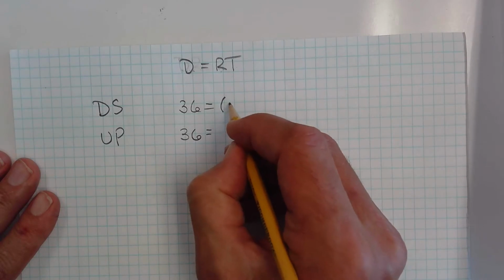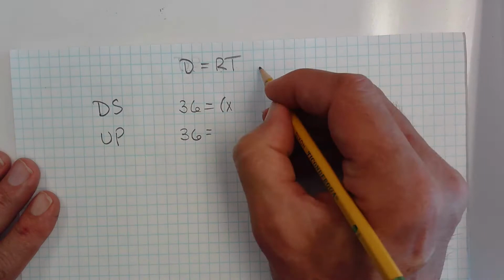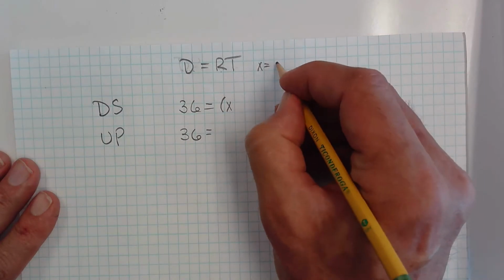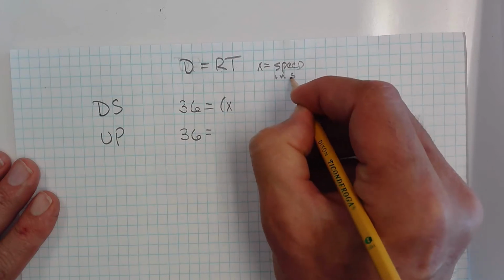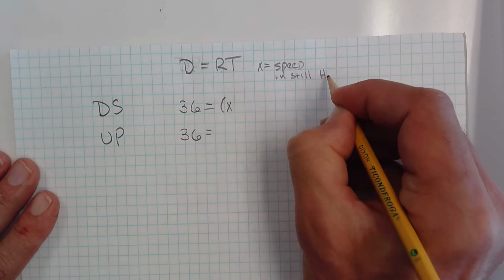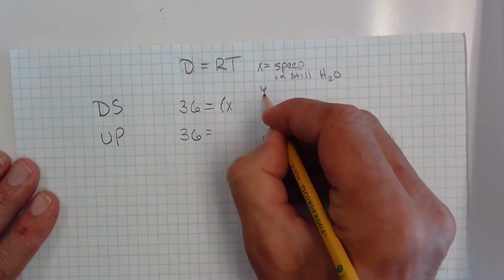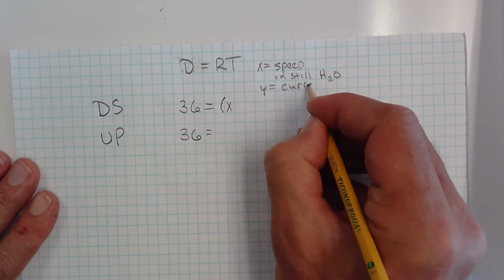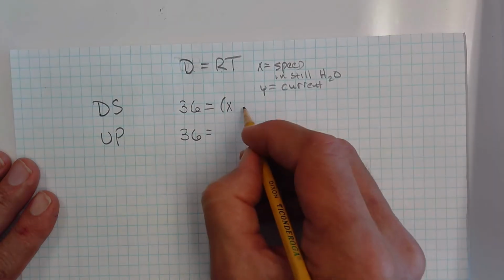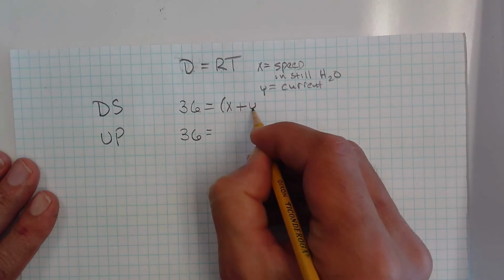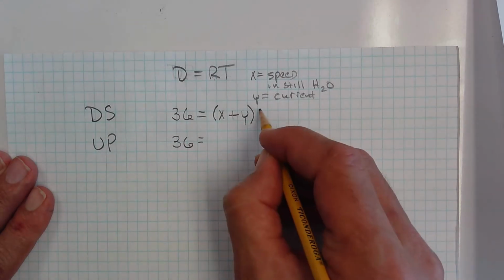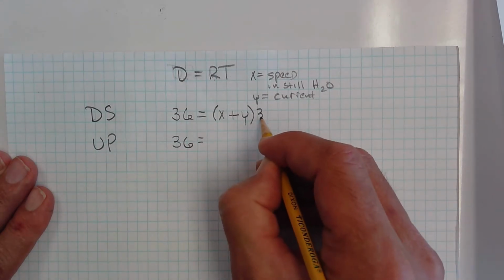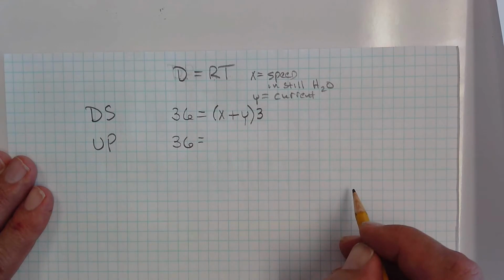I'm going to bring in 2 variables, and they're going to be labeled as such. X is going to be his speed in Stillwater, and y is going to be the speed of the current. So when he's going downstream, he's working with the current, so that's a plus on his side. And it says in the problem description that it took him 3 hours.